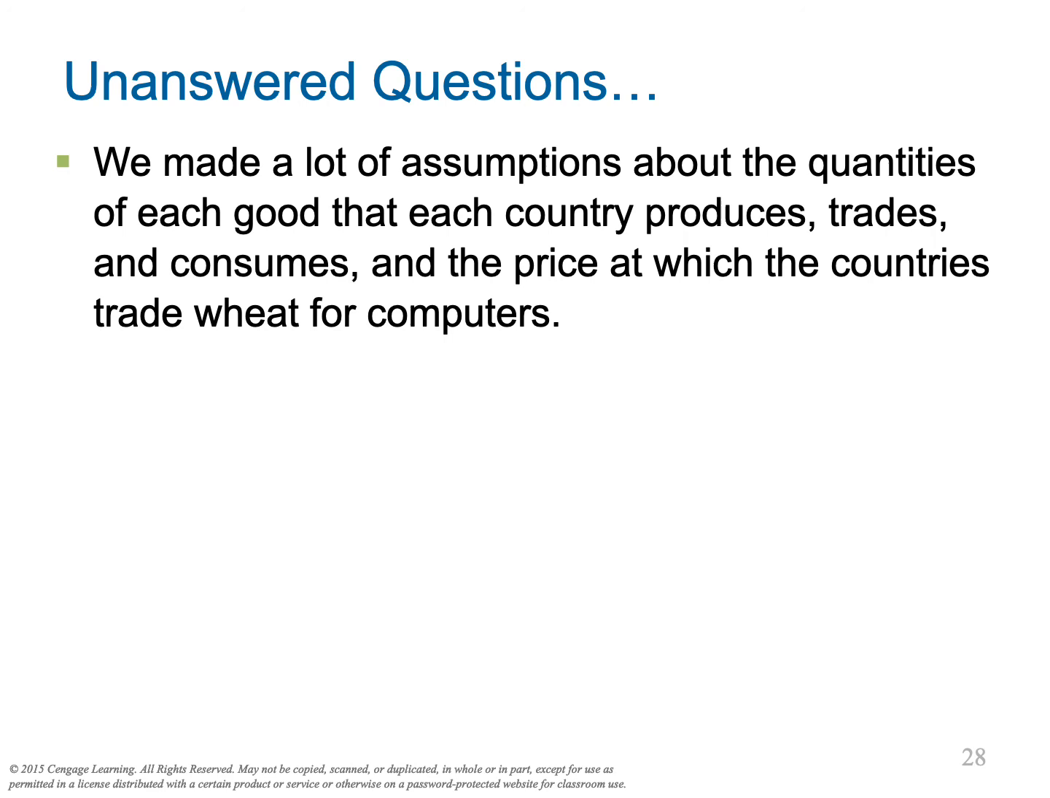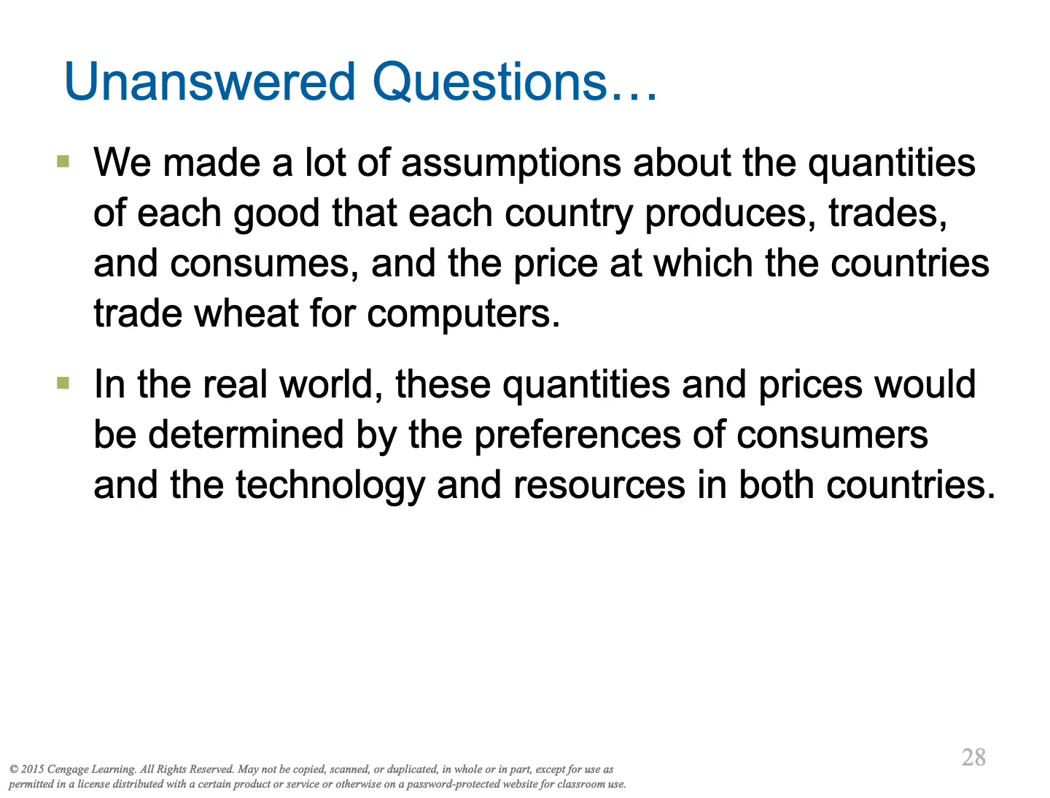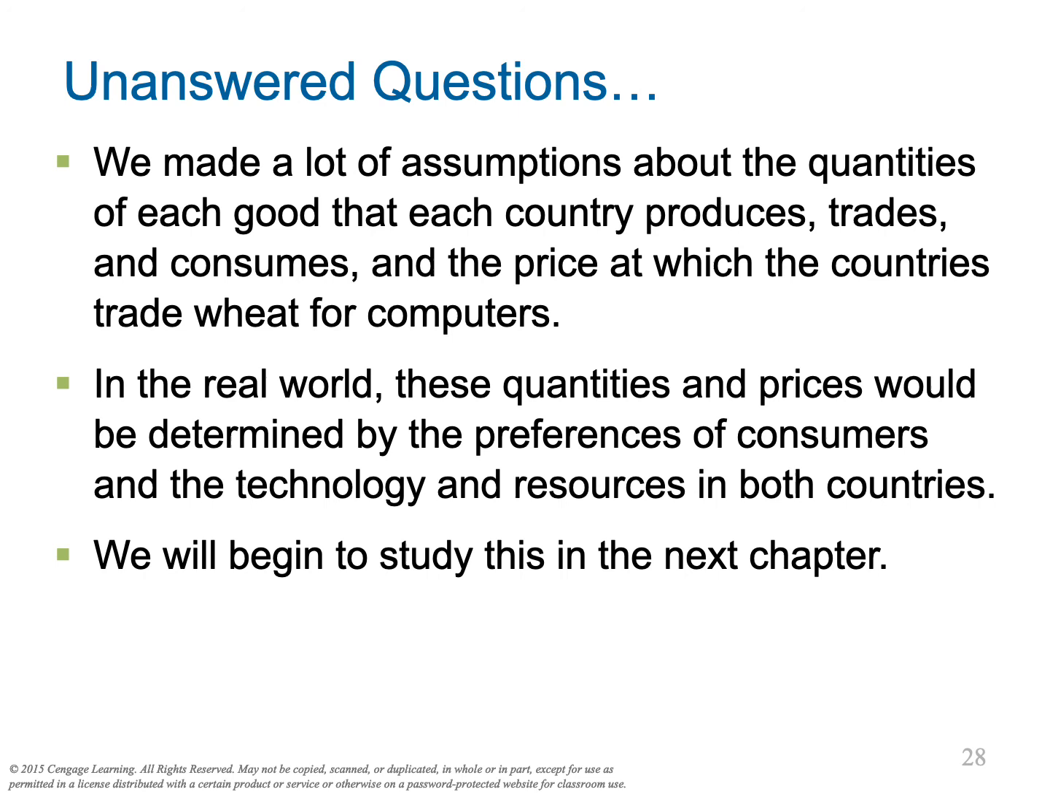So to wrap up this chapter, we just want to discuss real quick some unanswered questions that kind of lead us to the next chapter. So we made a lot of assumptions about things like the quantities of each good that each country produces. We made some assumptions about the quantities that they trade and consume. And also we made some assumptions, although we didn't talk about it, about the prices at which they trade. In the real world, these quantities and prices are determined by the preferences of consumers, aka via demand, as well as the technology and resources, aka the supply. So these are things that we're going to look at and begin to study in the next chapter.